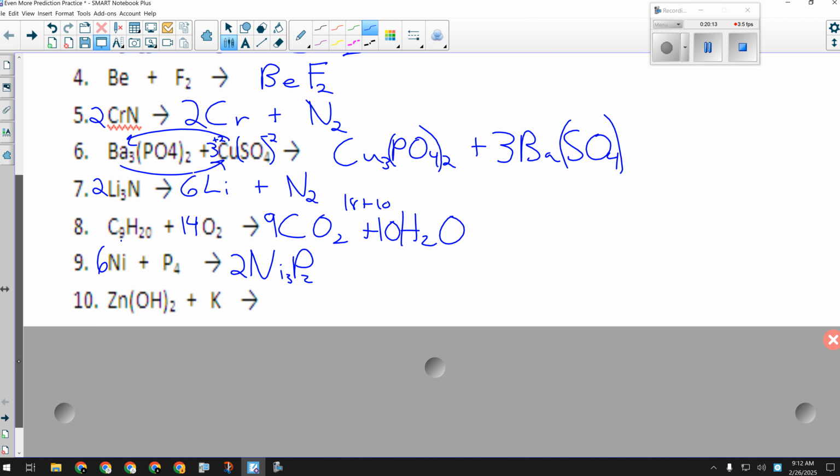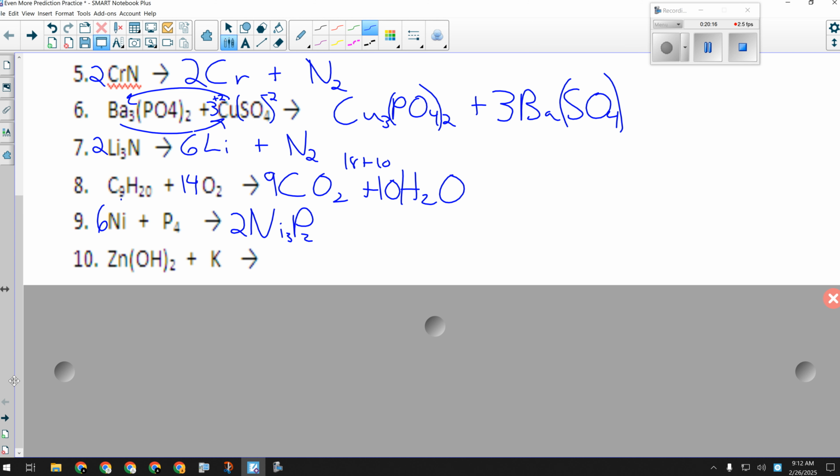All right, so on number 10 here, I've got zinc hydroxide, an ionic compound, and it's reacting with potassium, which is an element. In particular, it is a metal. What kind of reaction am I looking at? Single replacement. Yep, single replacement reaction, okay? Ionic compound reacts with an element. So, according to the pattern, in a single replacement reaction, the element replaces the part of the ionic compound it's like. So a metal has to swap out a metal. That means potassium ends up with hydroxide, and zinc winds up by itself.